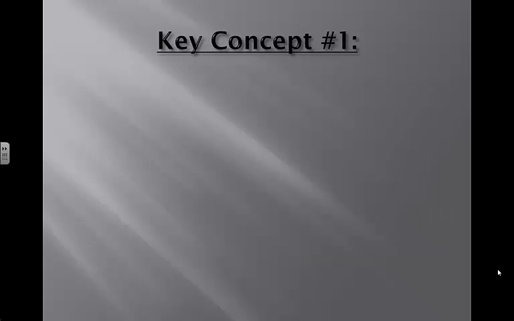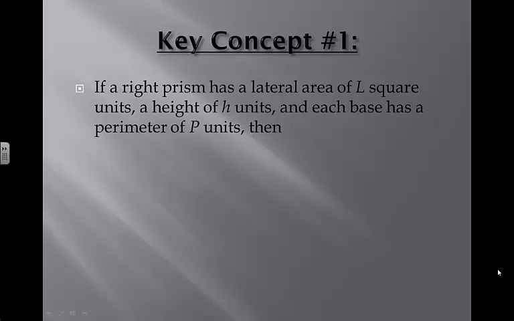So let's look at one here. Key concept number one: if a right prism has a lateral area of L square units, a height of H units, and each base has a perimeter of P units, then the lateral area equals the perimeter times the height.